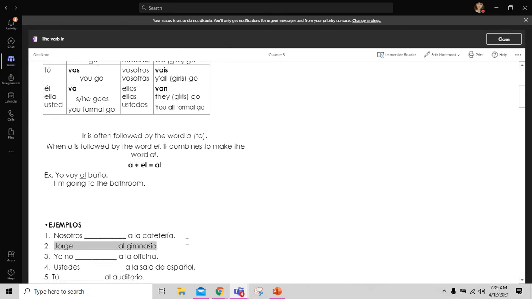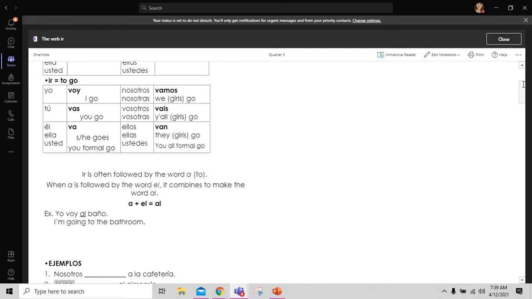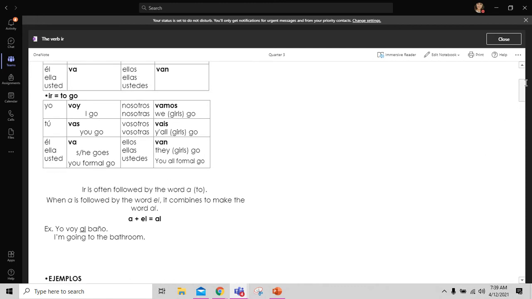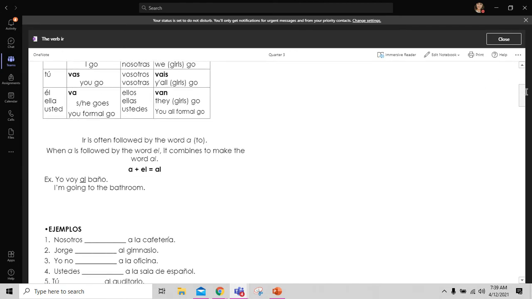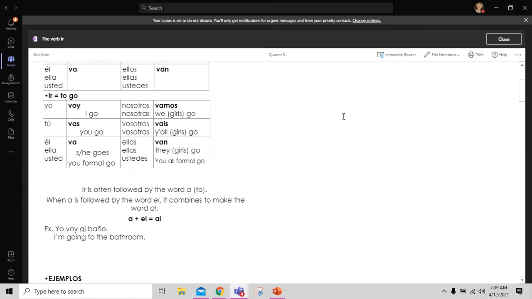Number 2 says Jorge blank al gimnasio. Jorge blank al, to the gym. Now, if we take Jorge, Jorge is not our subject pronoun, but our subject. I don't have a Jorge up here in my subject pronouns. I just don't. So I have to figure out what a Jorge is. Jorge is singular, so it's one. So we're going to use something from the singular side of our subject pronoun chart.